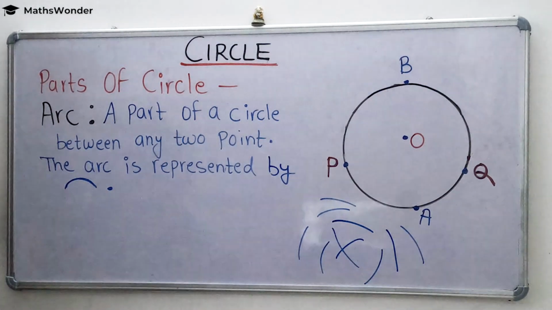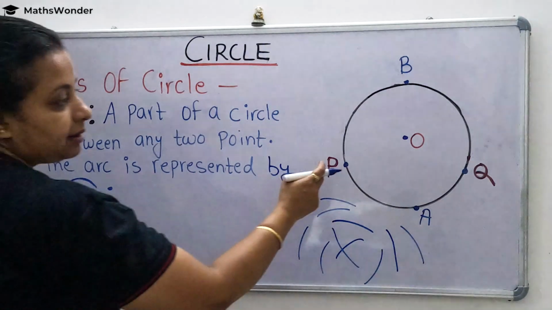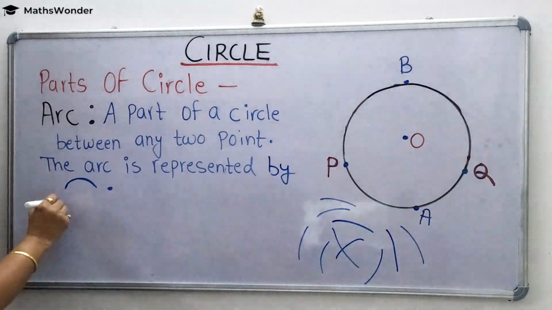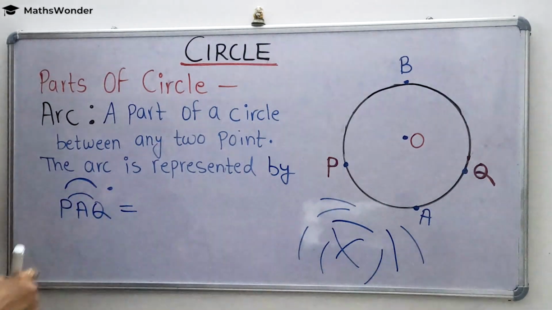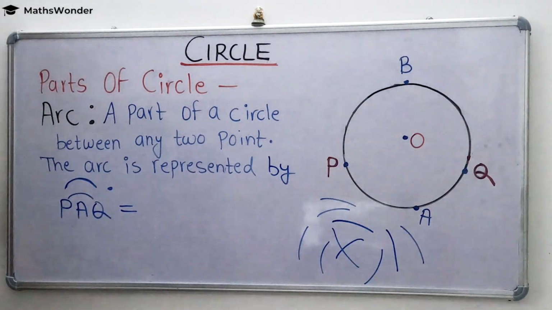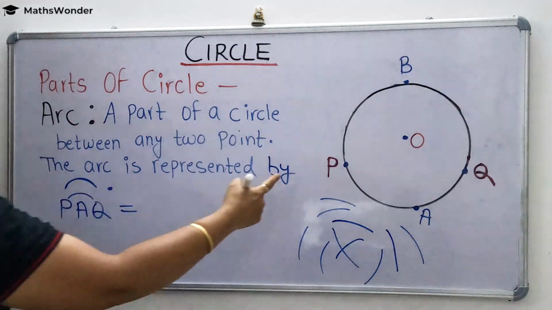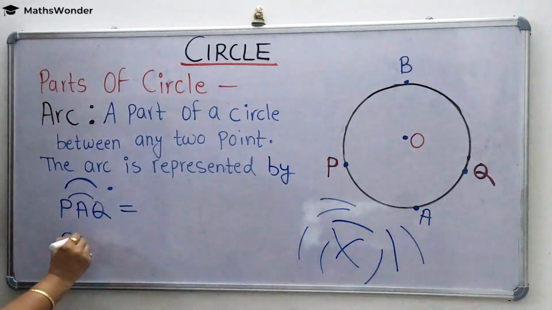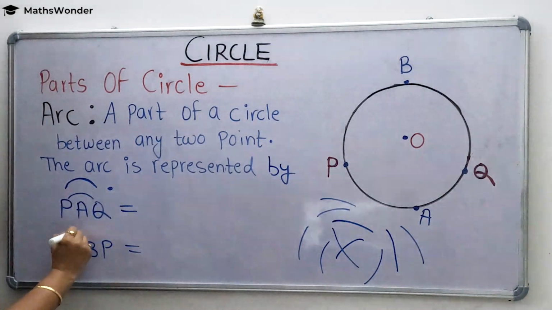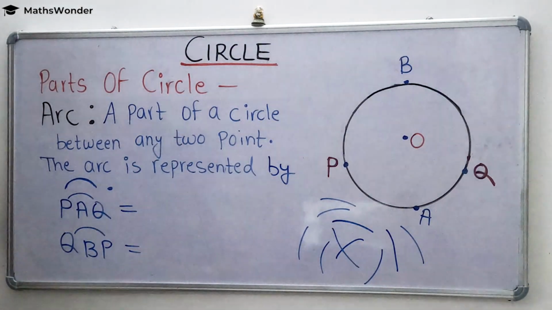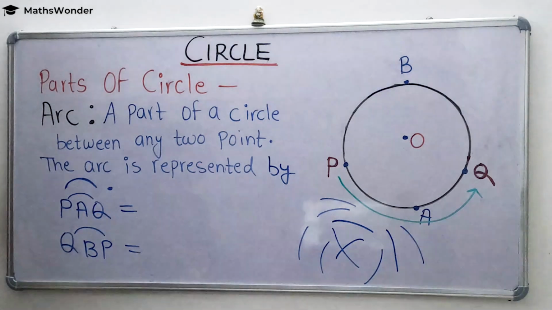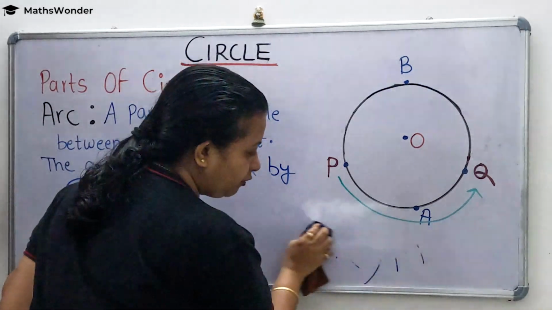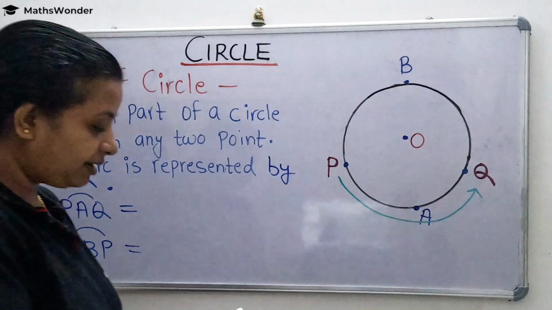Hence you can write arc, suppose, PAQ. This is PAQ. And this is QBP. Now, as you can understand, this is the minor arc from here to here. Okay, I am writing. The smaller part of the arc is the minor arc. So you can write it in this way.